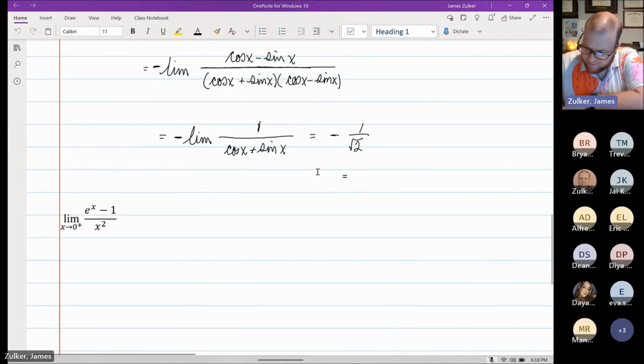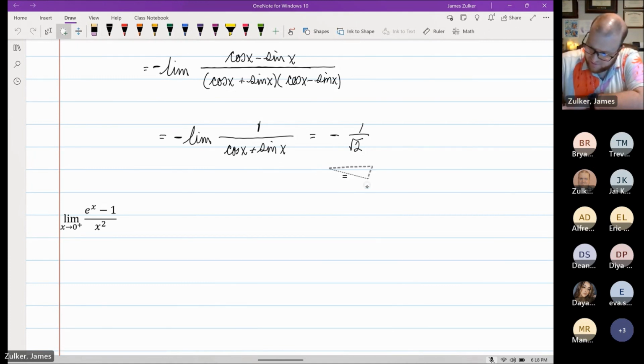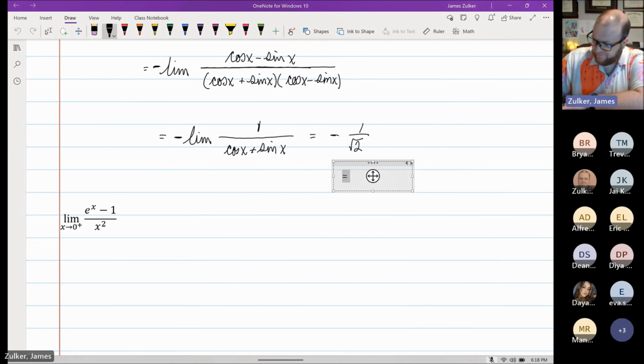Why is there an equals here? Who knows? What's going on? Oh.